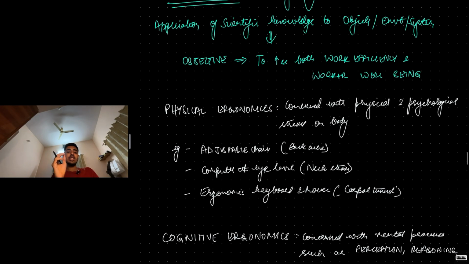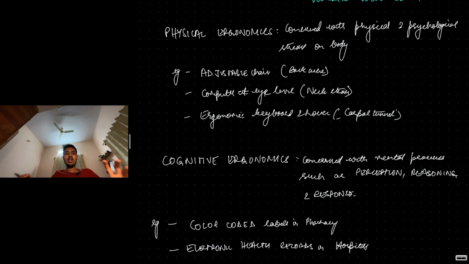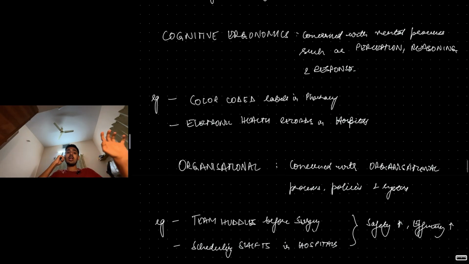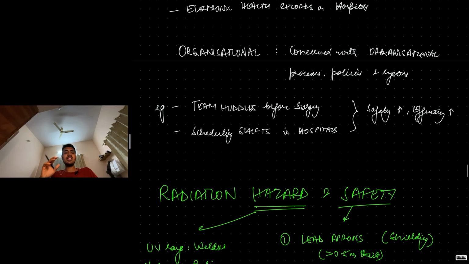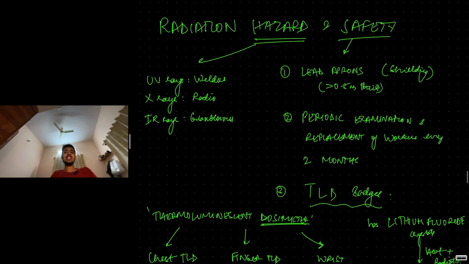Application of scientific knowledge to improve both worker efficiency as well as worker well-being. Physical ergonomics is everything to do with chair, keyboard, mouse, computer. Whereas a cognitive example is color coding the medicine, electronic health records. Organizational ergonomics is team huddle before surgery, scheduling shifts in hospital. That is that. Then coming to radiation hazard and safety.